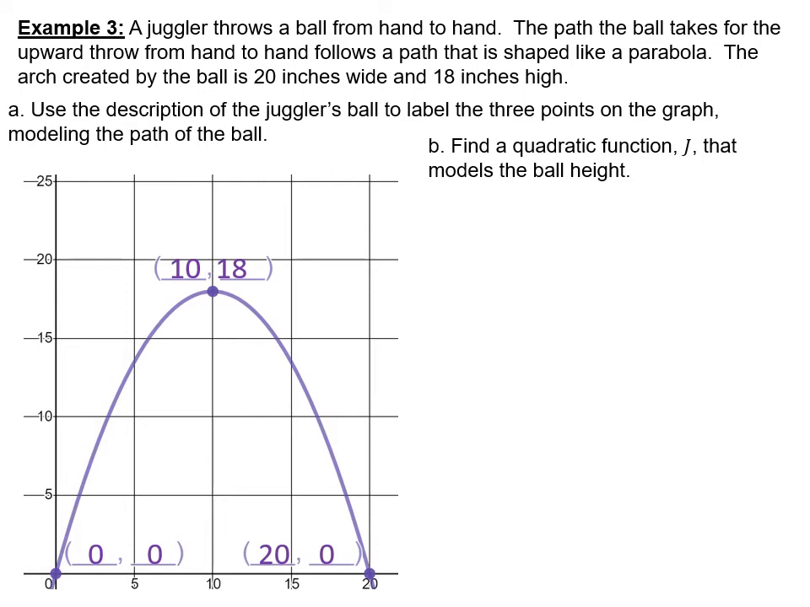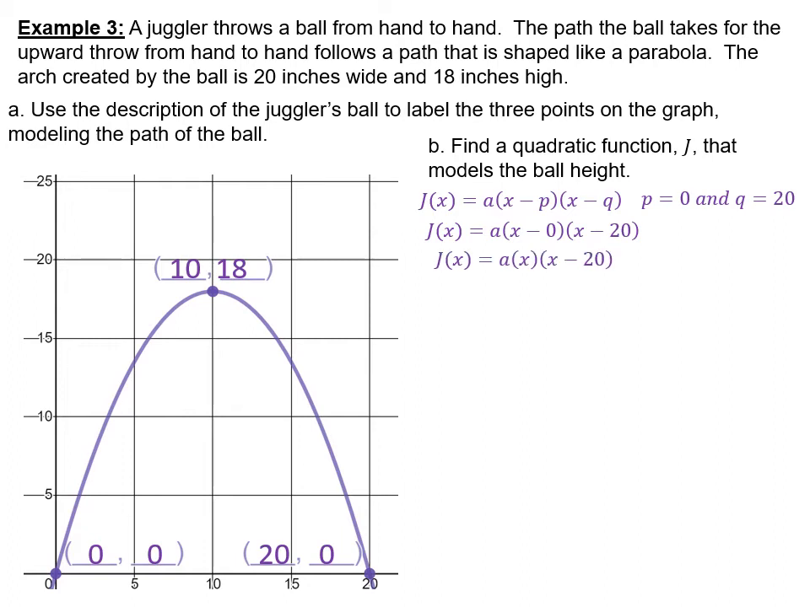Find a quadratic function j that models the ball height. Well, we've got the 2 x-intercepts, so we would want to use the factored form. We've got p is 0 and q is 20, so plug those in. And then we take the other point, 10, 18. We plug in 10 for all the x's, and we plug in 18 for j of x.